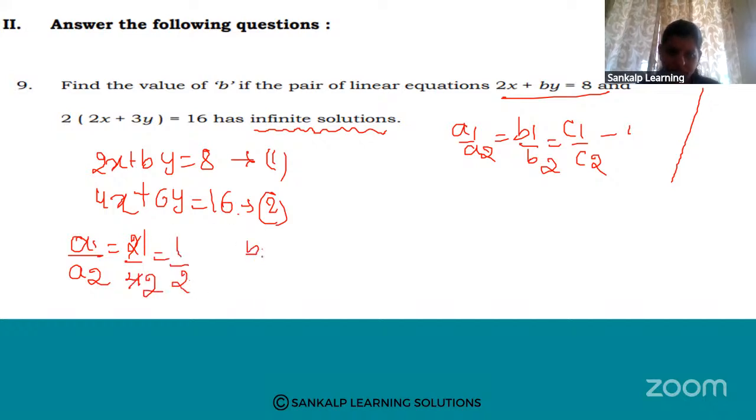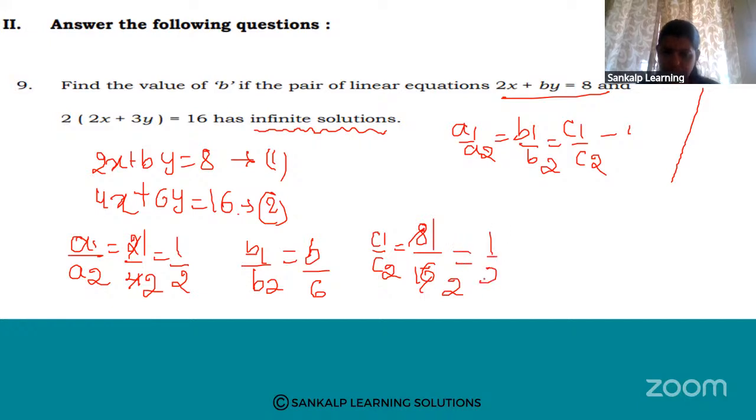So b1 divided by b2. What is the value of b1? b1 value is b here and b2 value is 6, right? Next, c1 divided by c2. c1 value is 8, c2 value is 16. So 8 ones are, 8 twos are. That means c1 divided by c2 value is also 1 divided by 2 and a1 divided by a2 is also 1 divided by 2. But here b1 divided by b2 value is b divided by 6, right? We need to find out the value of b.